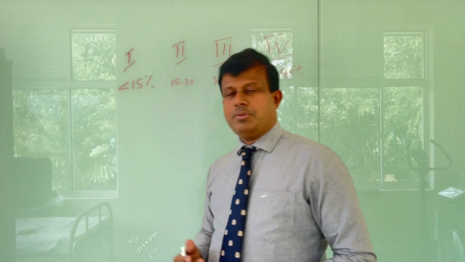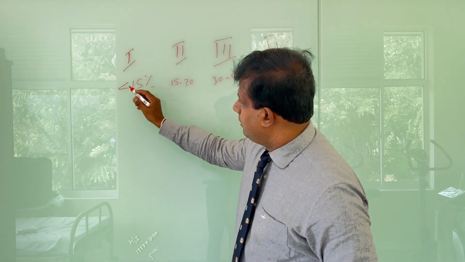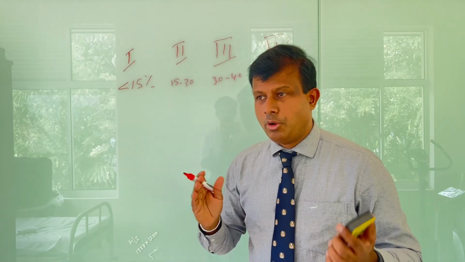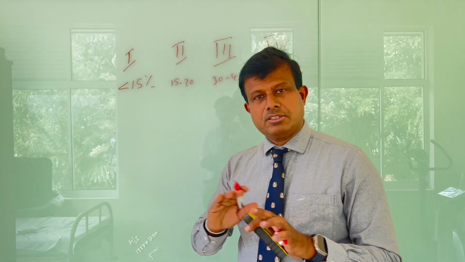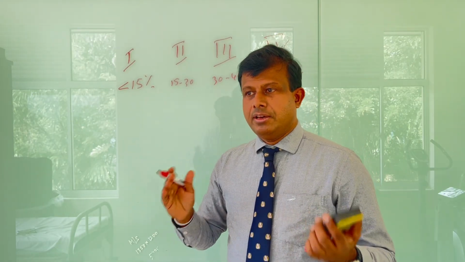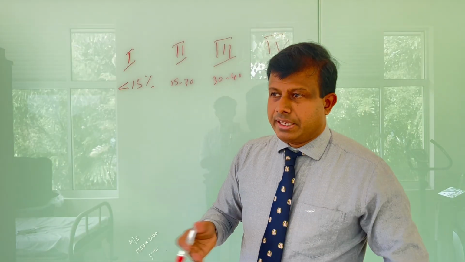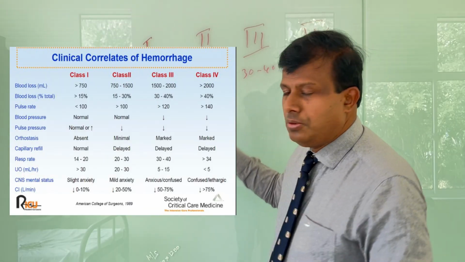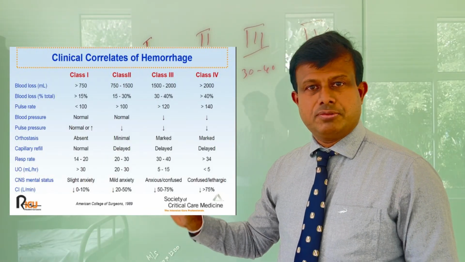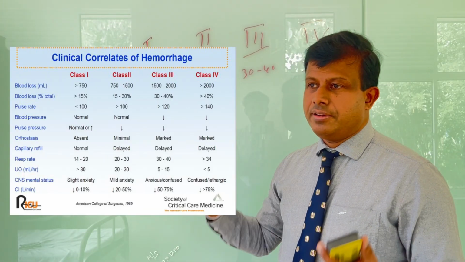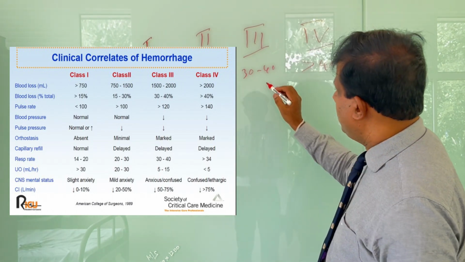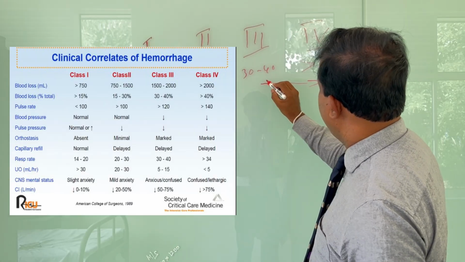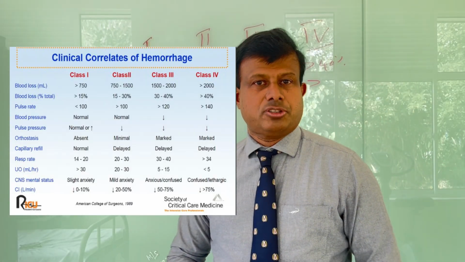So in this equation, actually our main important parameter is blood pressure in the body. The body is trying with all physiological parameters, mechanisms to maintain the blood pressure. So in class 1 and class 2, somehow with physiological mechanisms, the blood pressure will be maintained. The blood pressure starts to drop only with class 3 and class 4 shock in hemorrhagic shock.